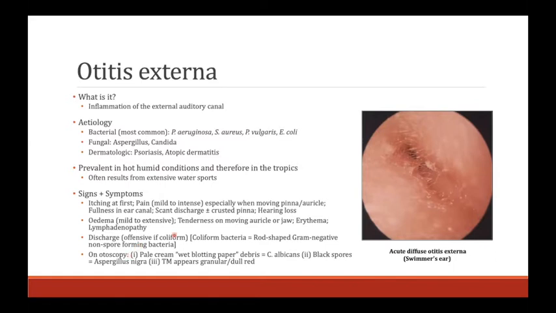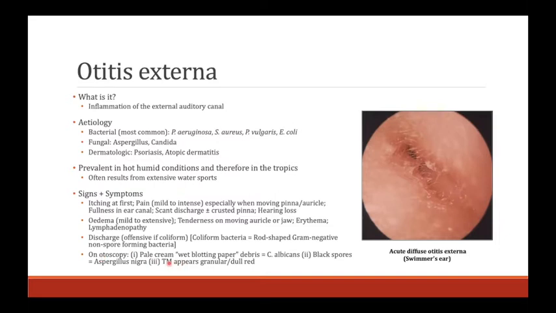You occasionally can get discharge, which we spoke about earlier, but the important thing to remember is that if you have offensive discharge, so really strong smelling or really bad looking discharge, this is an indication that there's an underlying bacterial infection. And most commonly, the type of bacteria causing this is a coliform bacteria, which is also known as a rod-shaped gram-negative non-spore forming bacteria. Bit of a mouthful there, but Monash really likes to have you keep that in the back of your mind from a clinical perspective. And we already spoke about the findings on an otoscopic examination.